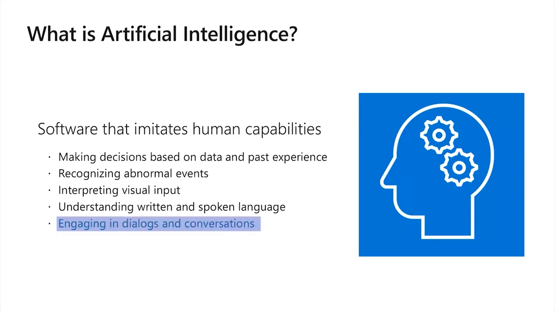Engaging in dialogues and conversation. Yes, conversational AI. We are able to engage in dynamic conversations and respond appropriately. And now, software also takes this over from us. So really, it's a lot of human capabilities that can now be taken over by software up to a certain extent, of course. Now, let's look at some of the workloads.